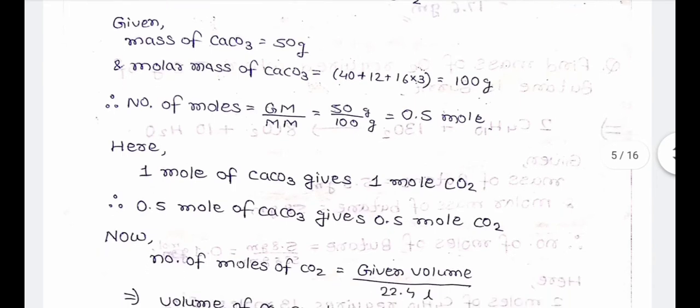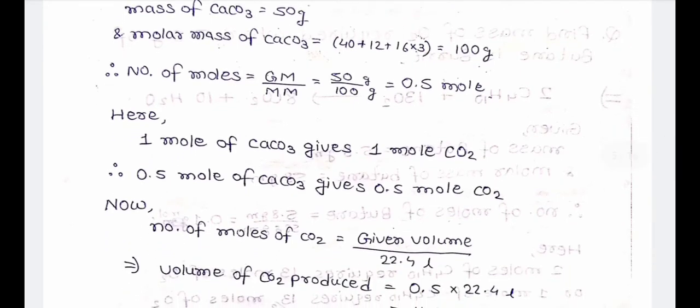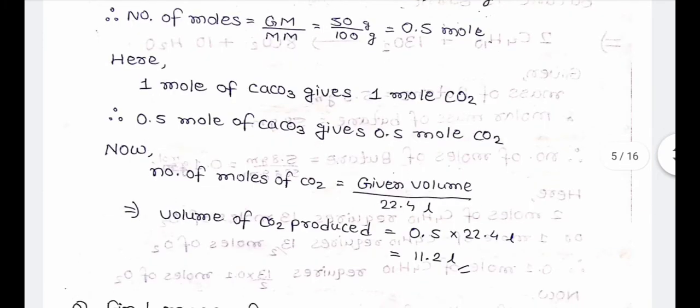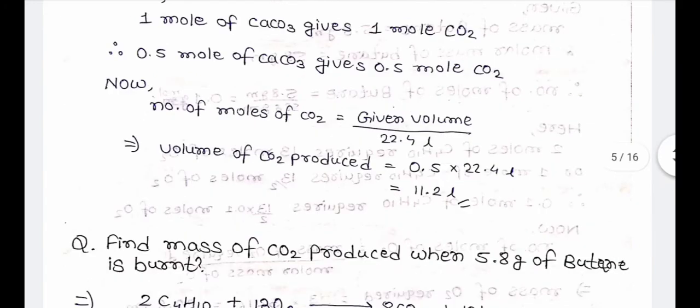Therefore, number of moles is equal to given mass by molar mass, which is 50 by 100 gram, equal to 0.5 mole. Here 1 mole of CaCO3 gives 1 mole of CO2. Therefore 0.5 mole of CaCO3 gives 0.5 mole of CO2. Now number of moles of CO2 is equal to given volume by 22.4 liter. This implies the volume of CO2 produced is equal to 11.2 liter.